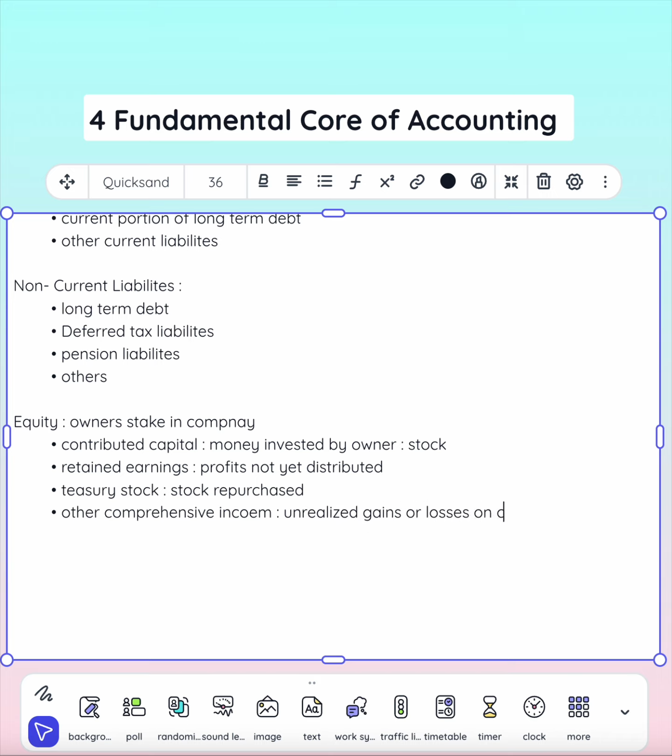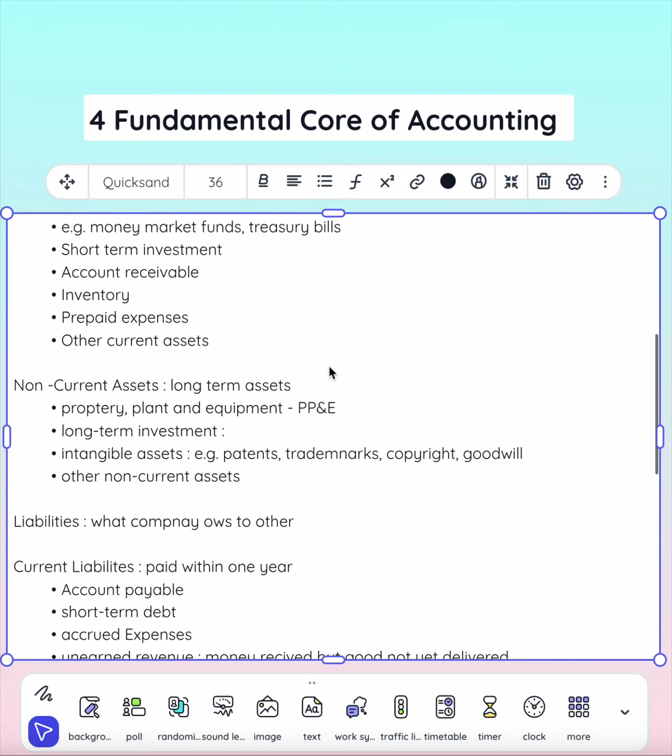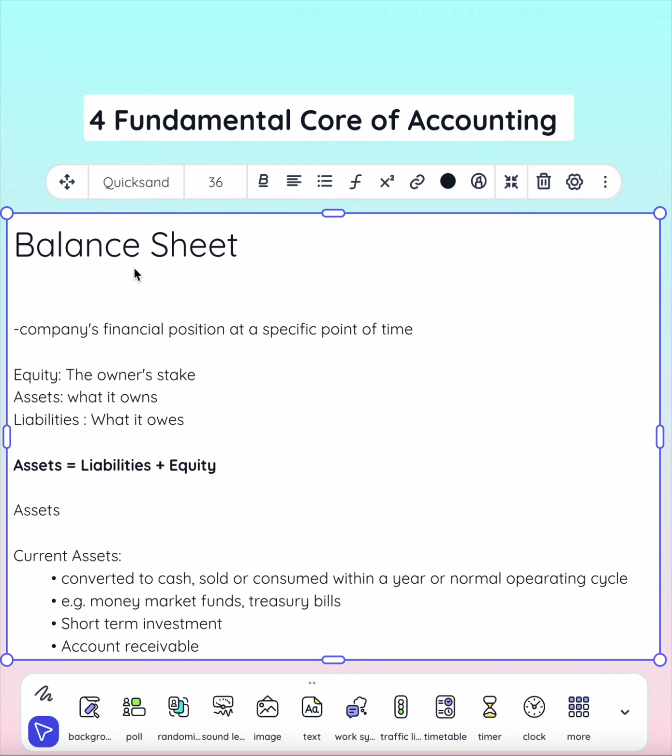On certain investment. So this is all about the balance sheet. Okay, now let's move on to the final fundamental core concept, that is the cash flow statement, CFS.